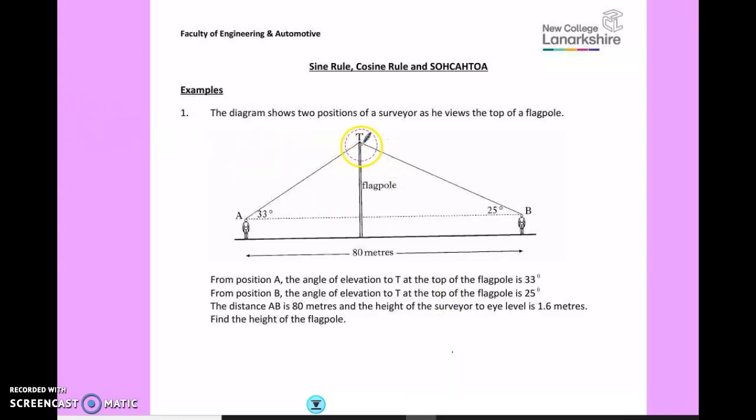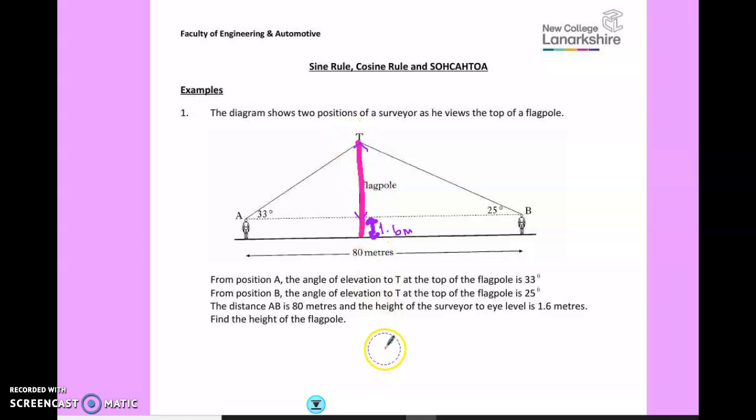Okay, so I want to find the height of this line here. I know the wee bit at the bottom. So I want to find this height here. I know this wee bit at the bottom is 1.6, so I know from there to there is 1.6. So I need to find this distance here.